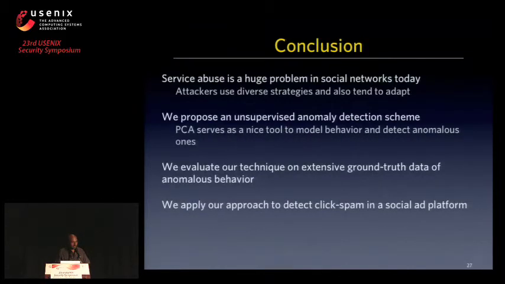So to conclude my talk, I started off by saying that service abuse is a huge problem in social networks today, and attackers are smart. They use diverse strategies and try to adapt. So we propose an unsupervised anomaly detection approach to catch misbehaving users. And we find that principal component analysis is a nice tool to model user behavior and find deviant behavior from normal. We evaluate our technique on extensive ground truth data of real like spammers on Facebook.